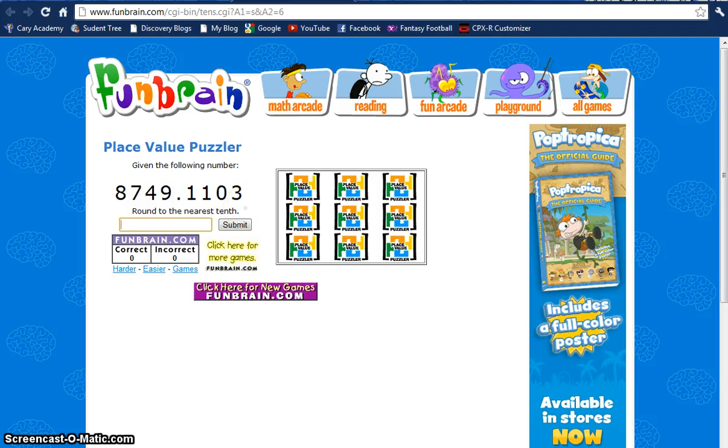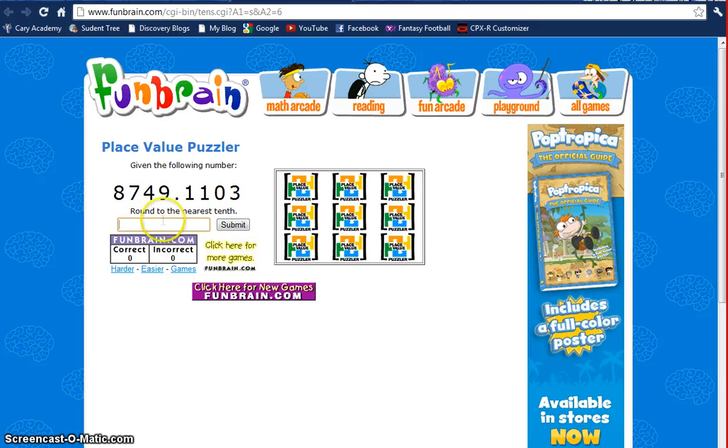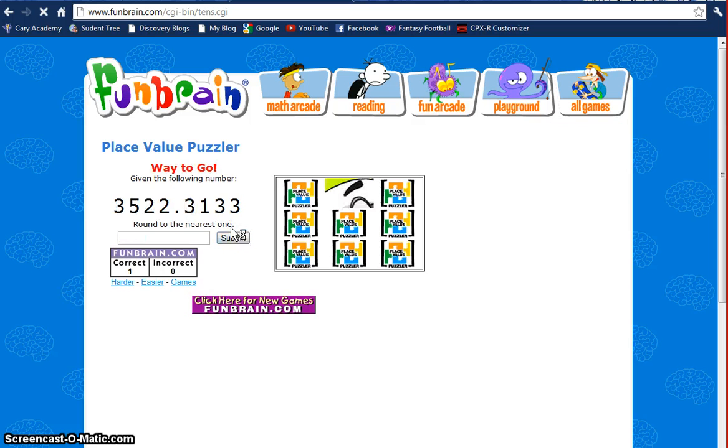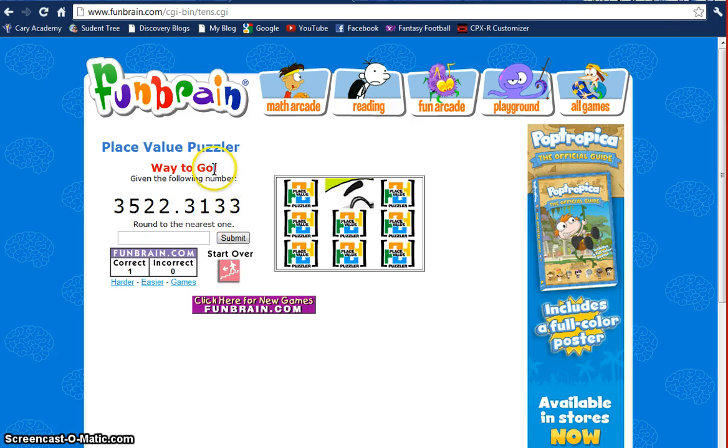So then we type in 8,749.1. That's what it is, rounded to the nearest tenth. Then we hit submit, and away we go, we got it right. So that is how you round.